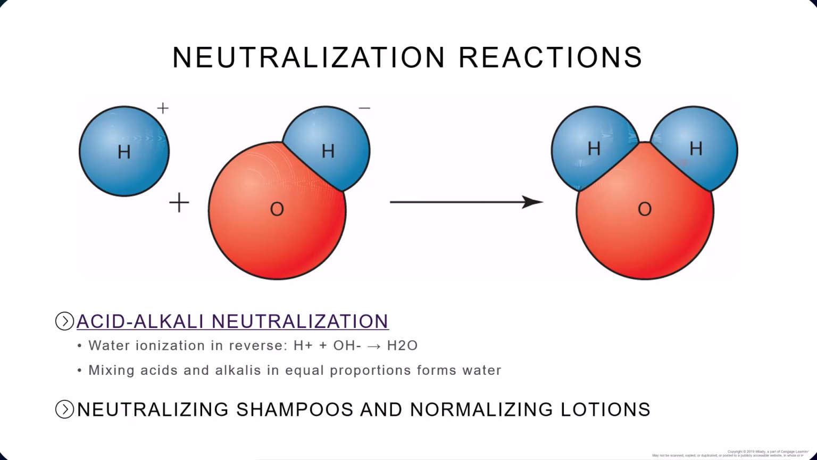The acid-alkali neutralization reaction is the same reaction that naturally ionizes water into hydrogen ions and hydroxide ions, run in reverse. So when acids and alkalis are mixed together in equal proportions, they neutralize each other to form water. If you mixed vinegar and baking soda together, there would be a chemical reaction that makes a gas but also water.